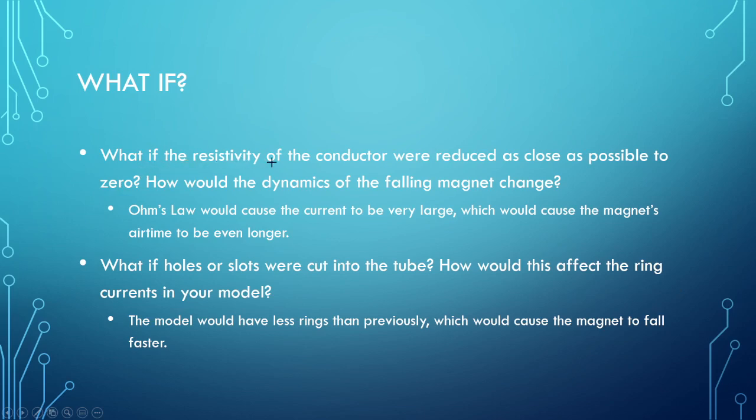What if the resistivity of the conductor were reduced as close as possible to 0? How would the dynamics of the falling magnet change? Ohm's law would cause the current to be very large, which would cause the magnet's air time to be even longer.